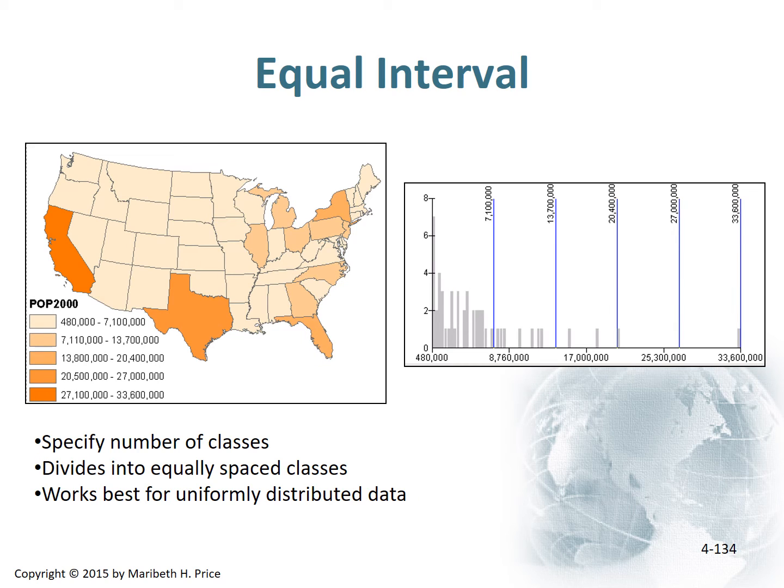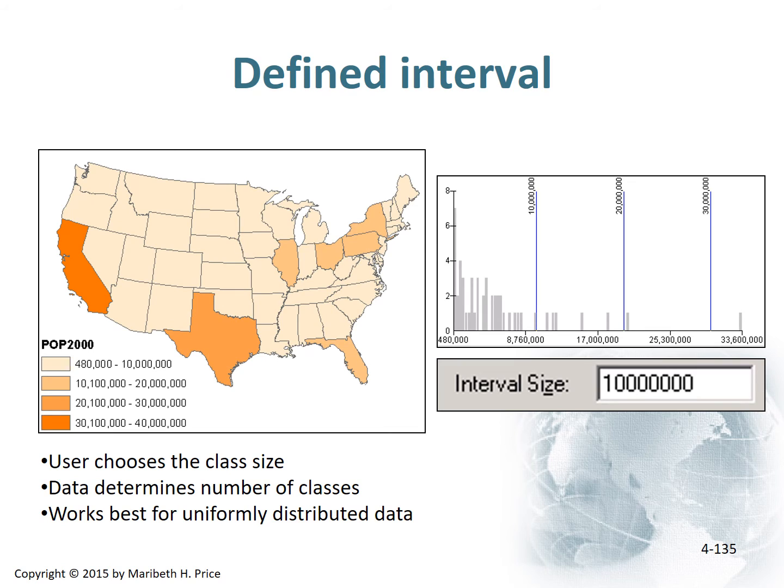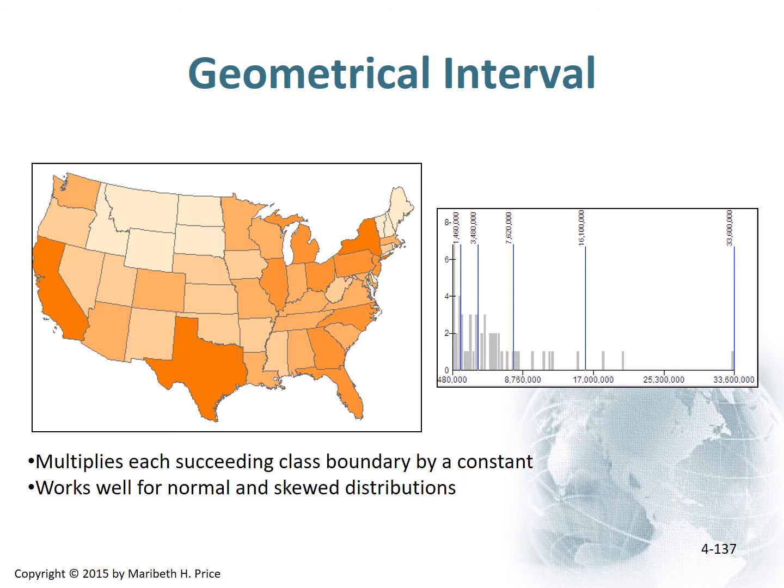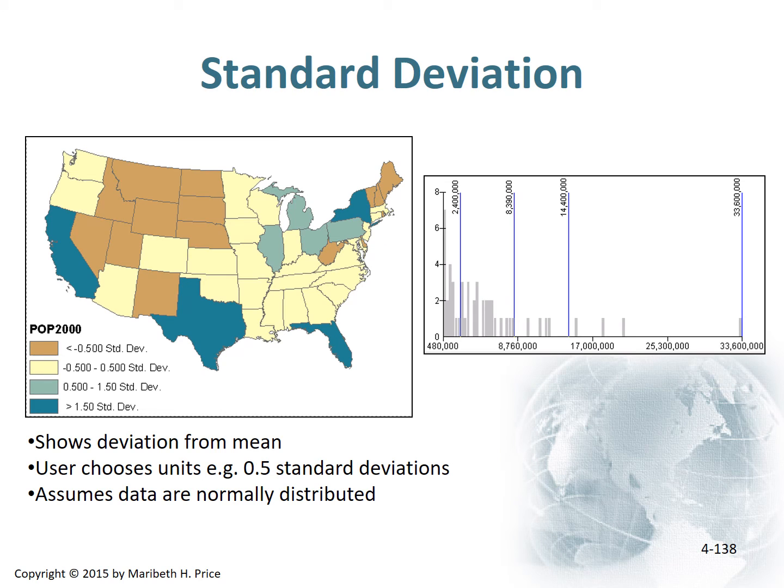Equal interval is on equal intervals. Shocker. Defined intervals are ones of a set rate, like every 10,000. Quantiles based off of count and distribution, where you have going from low to high starting out, and you group a certain number of values together, and then the next number, and the next number, and the next number. Geometric interval is a math-based calculation. Standard deviation is based off of a statistical model.